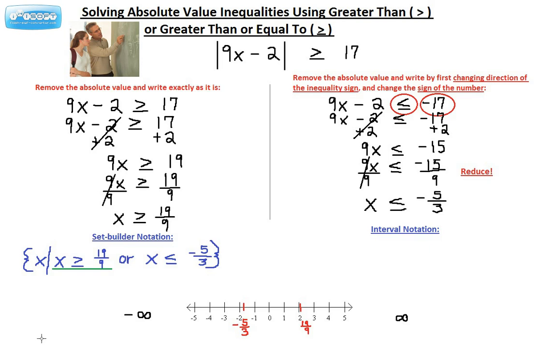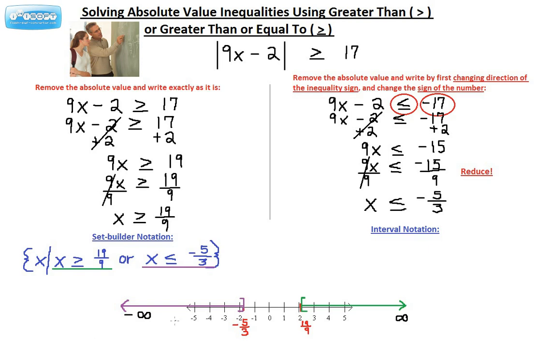Let's graph this in green. 19/9 is included, so this uses a bracket and goes to positive infinity. Let's graph our next one in purple. Negative 5/3 is included, so this graph will use brackets and go to negative infinity.